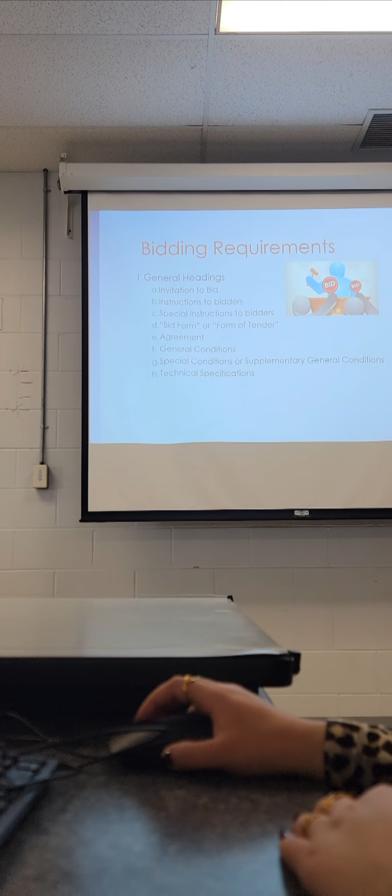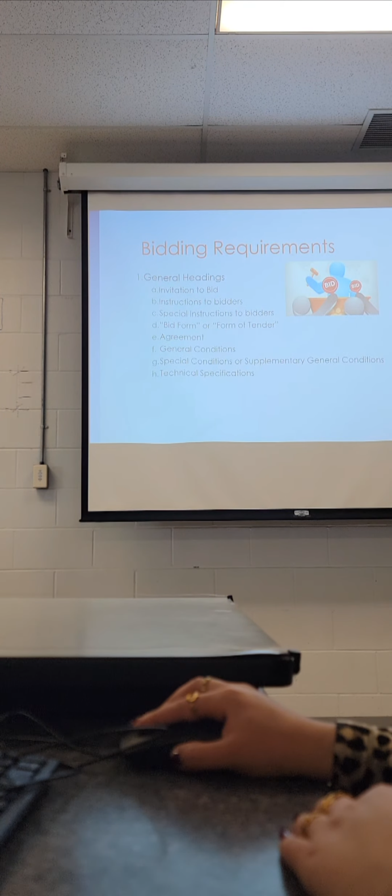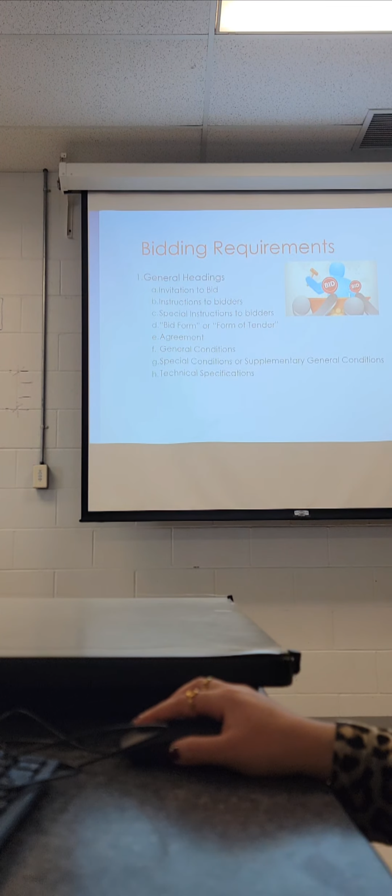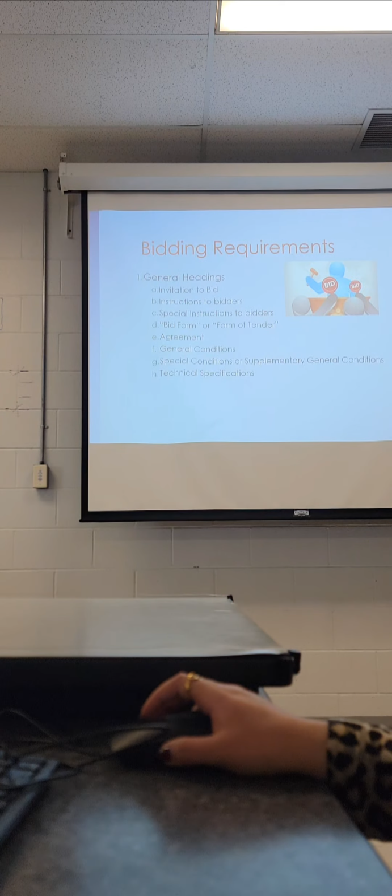I might ask, under the bidding requirement, under the first general heading, what information could you find here? Fill in the blank, so maybe 4, maybe 5. What do we ask at the beginning? We say, hey, I have a bid, I'm inviting you, these are the instructions, I want you to give it to me on Friday at noon. Whatever it is, here's the form, here's the agreement we're gonna enter. Those are the general requirements under the bid heading.